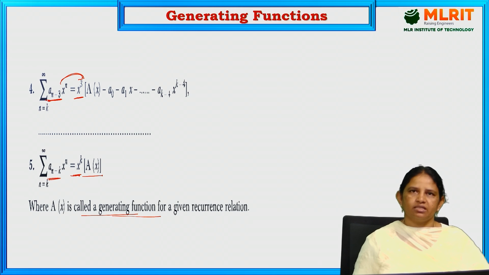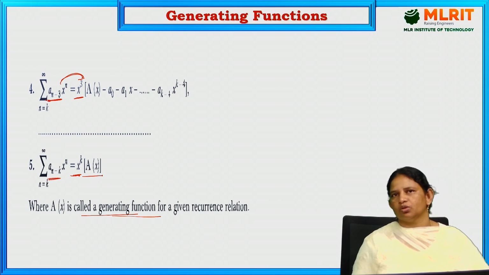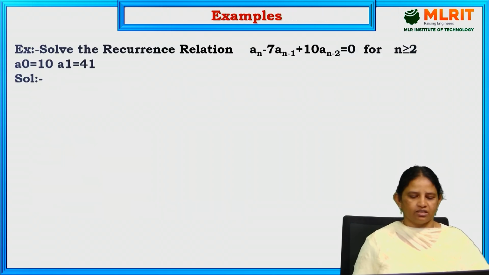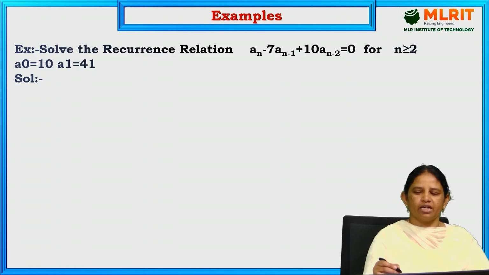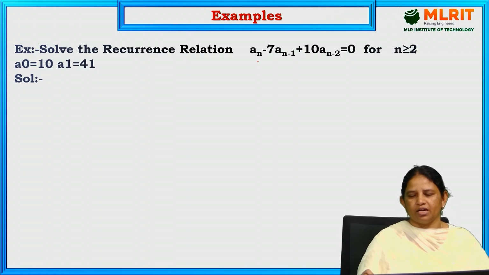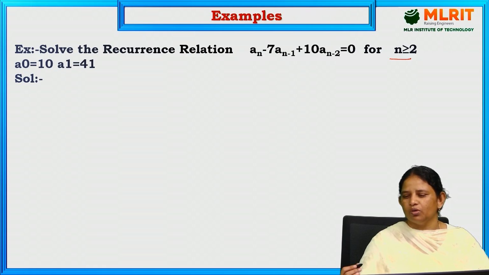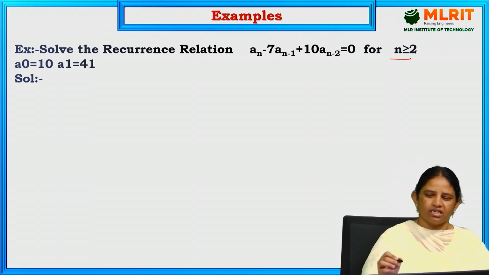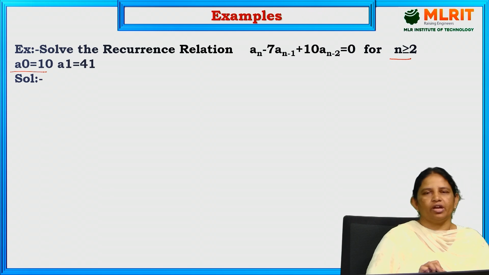Now let us consider one example of how to find the solution using the generating function. First of all, solve the recurrence relation a_n minus 7a_(n-1) plus 10a_(n-2) equal to 0 for n greater than or equal to 2. That means there are three terms, so it is the second order recurrence relation. And the initial values are a_0 equal to 10 and a_1 equal to 41.